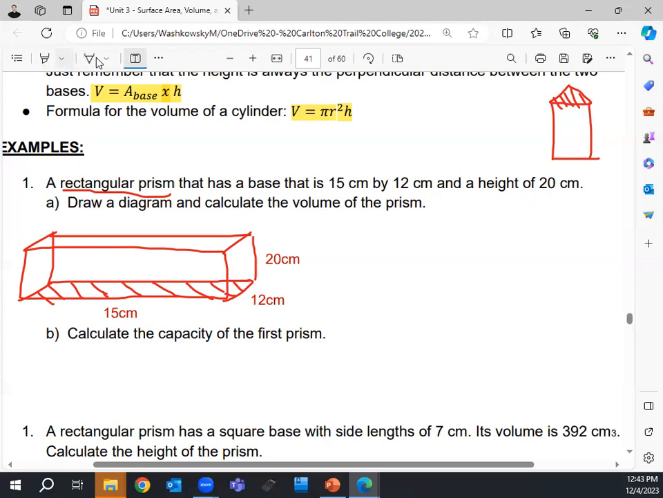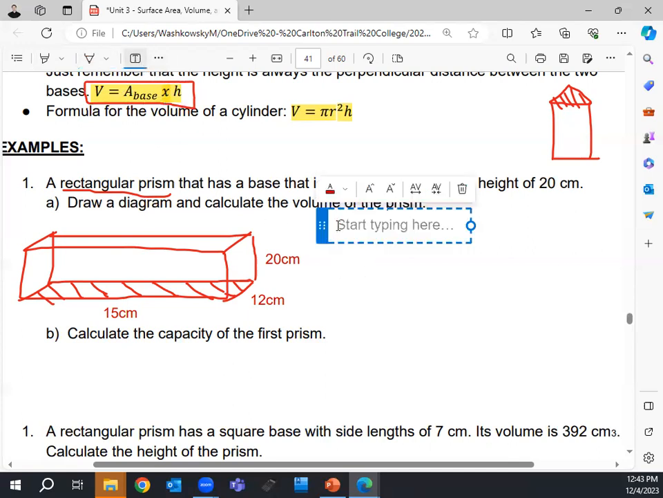No matter what it is, all of my volumes are going to have the same formula. The volume is the area of the base times the height. So V, volume, is going to be equal to A base, see, like base in brackets there, times the height. Let me make this bigger here for you.